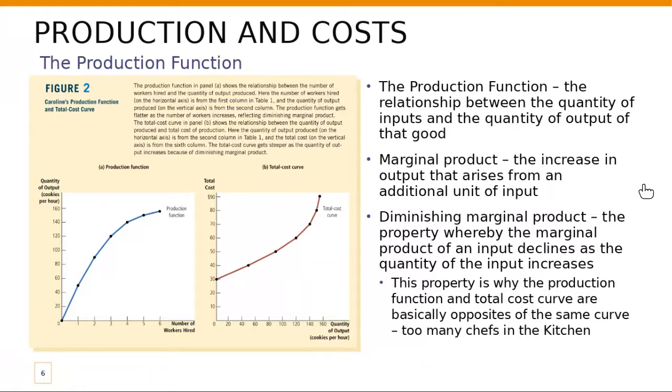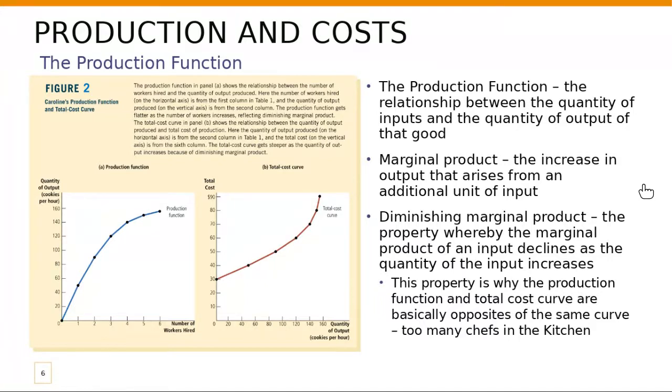Now, production is directly tied to the cost. The production function is simply the relationship between the quantity of inputs and the quantity of output of that good. But this relationship is determined by what we call the marginal product. And the marginal product is the increase in output that arises from an additional unit of input. So basically, the marginal product is, for every individual input you put into your product, how much does your overall output change?